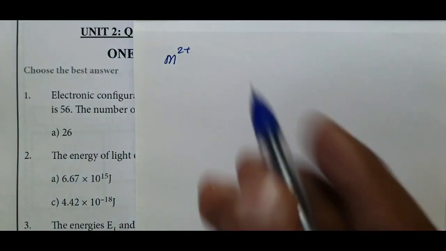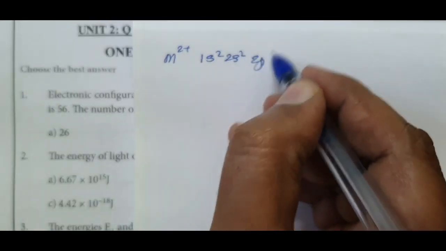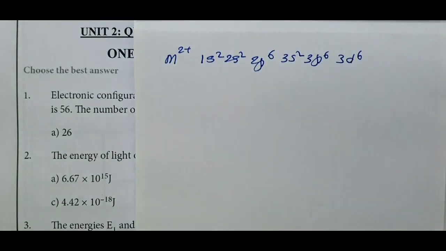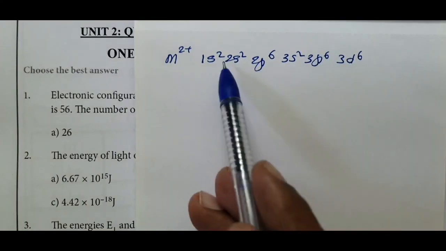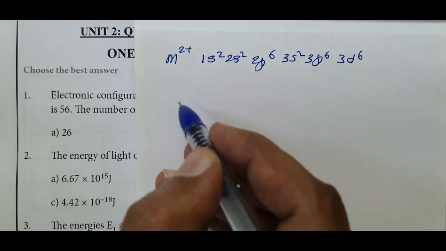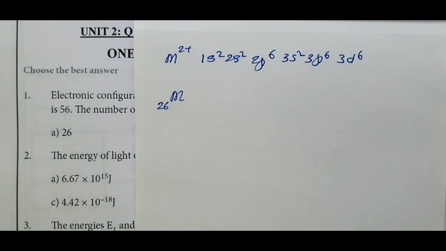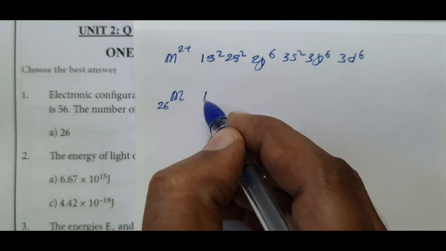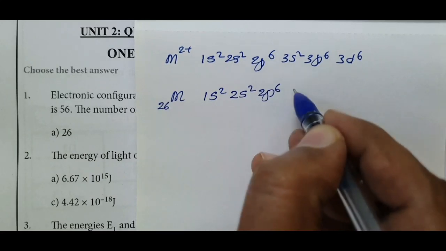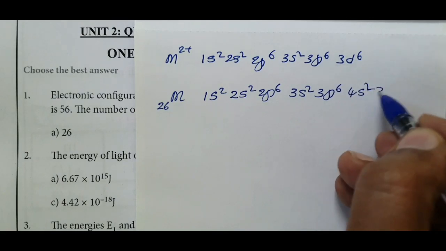The given electronic configuration of M2+ is 1s2, 2s2, 2p6, 3s2, 3p6, 3d6. When you count the number of electrons, it is equal to 24. 2+ means after loss of 2 electrons it is 24. Before loss of 2 electrons, the atomic number of the metal is 26. The electronic configuration of the atom having atomic number 26 is 1s2, 2s2, 2p6, 3s2, 3p6, 4s2, 3d6.